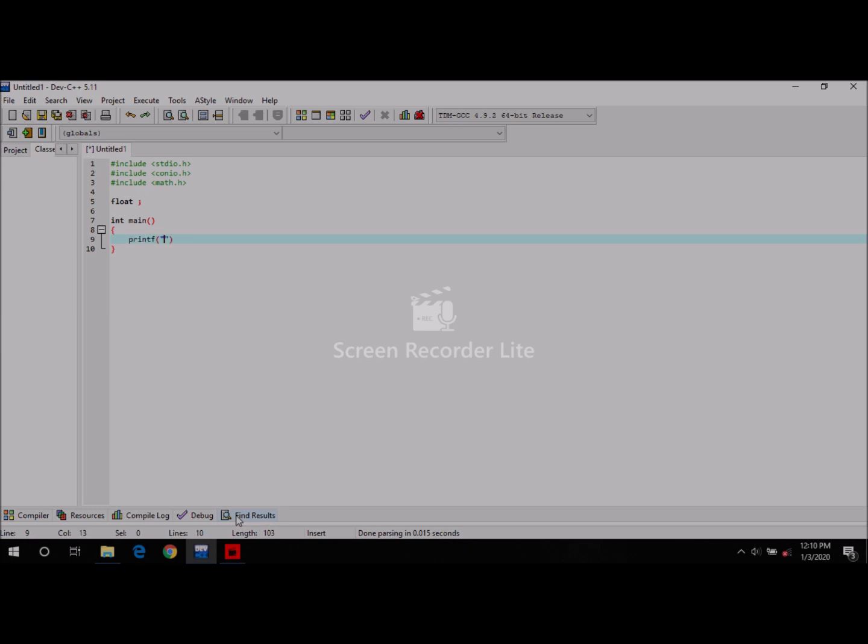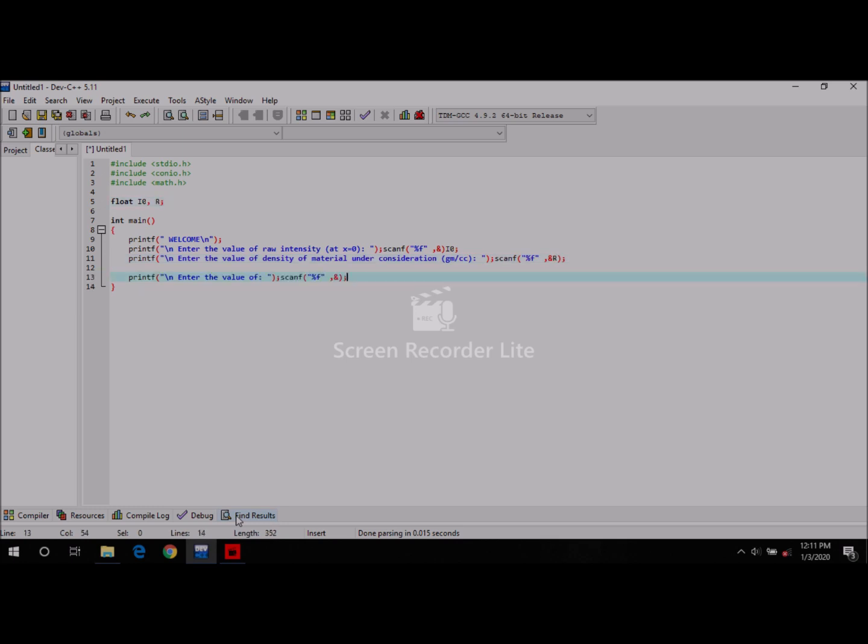In main, at first we print a welcome note and then print enter the value of the raw intensity. That's basically the intensity at zero thickness of the material, and then density of the material under consideration. And after that we print enter the value of first attenuated intensity and the first value of thickness of the material. Those are determined by I1 and X1.